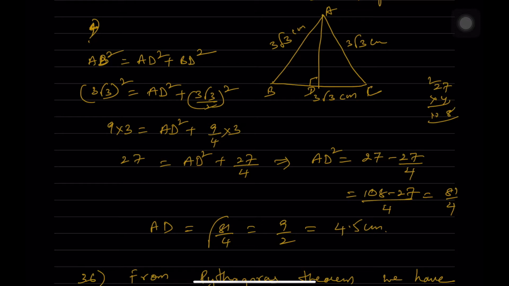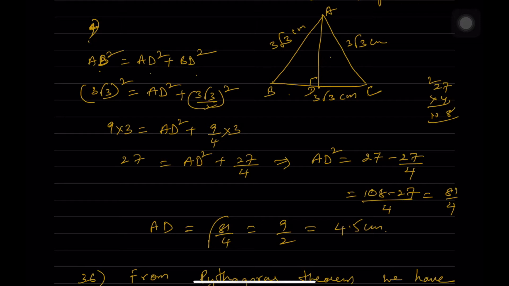Therefore, from a right angle triangle, the hypotenuse square is equal to the sum of squares of the other two sides. So AB square is equal to AD square plus BD square. Here you get 3 root 3 whole square is equal to AD square plus 3 root 3 by 2 whole square. This is the midpoint, because the altitude exactly divides the base BC into 2 equal halves. So from this you get 9 threes are 27, is equal to AD square plus 27 by 4.